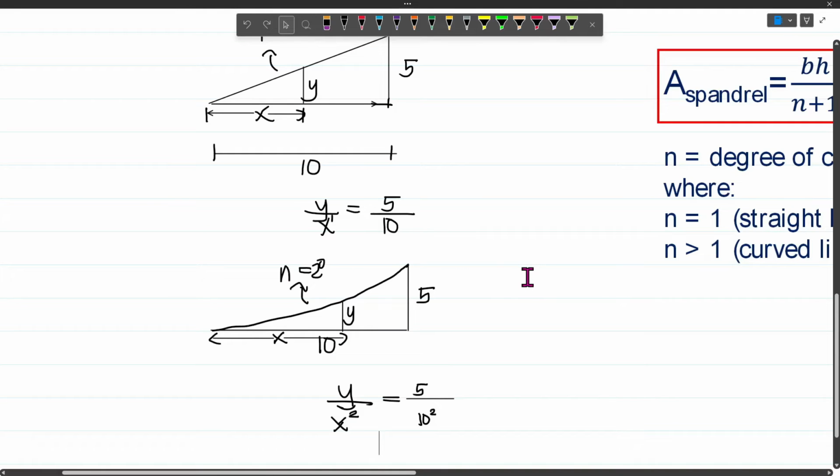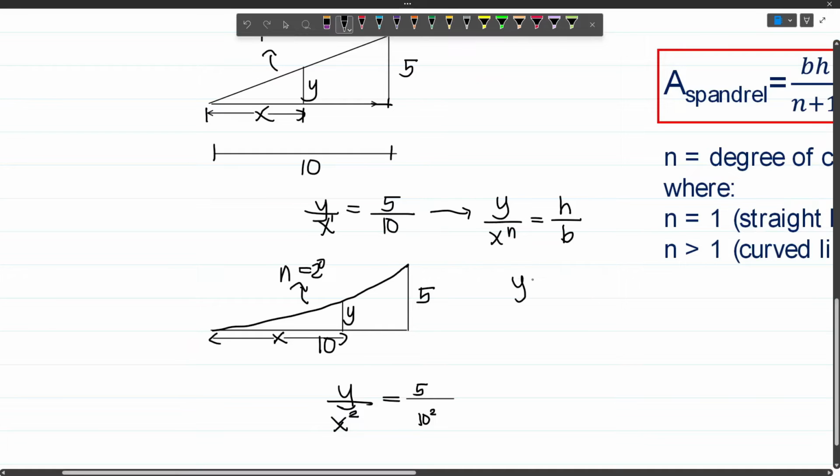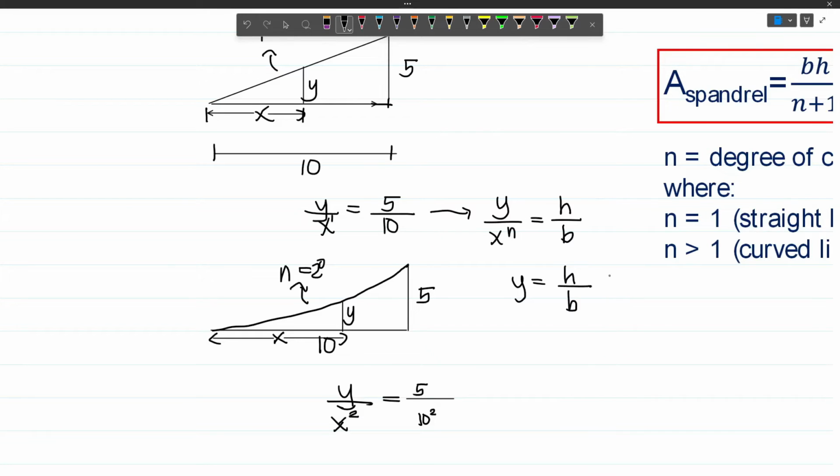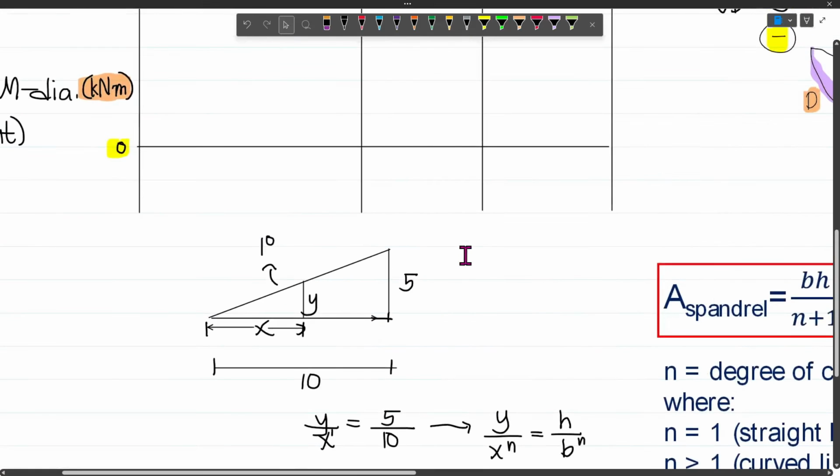And then I have a shortcut for this one. Kasi diba, this will ultimately become y over x to the n is equal to the height divided by the base. Diba, we can use this one. And so we can actually form an equation for y. And so that will be y is equal to h over b times x to the n. Meron din ng n dito, so this is to the power of n. And so we can use this shortcut. Now, nasa sayo na yan, if you apply this one, or just use ratio and proportion. However, ito yung shortcut. But ipapakita ko na lang yung ratio and proportion talaga.